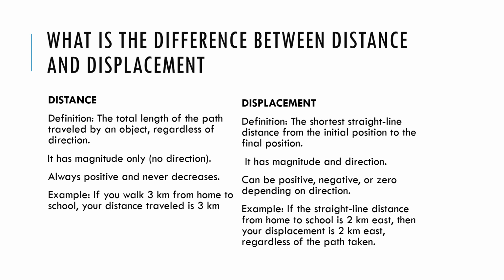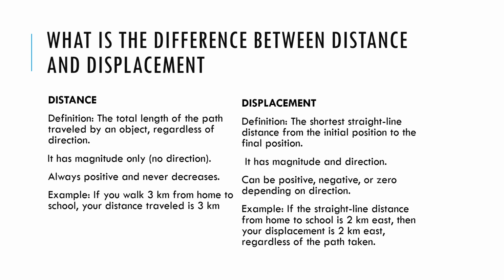For example, if you walk 3 kilometers from home to school, your path length is 3 kilometers. That is your distance. Here I am specifying only the magnitude, only the value. I didn't specify the direction, isn't it? So the distance has only magnitude. Distance is the total length of the path traveled by an object.